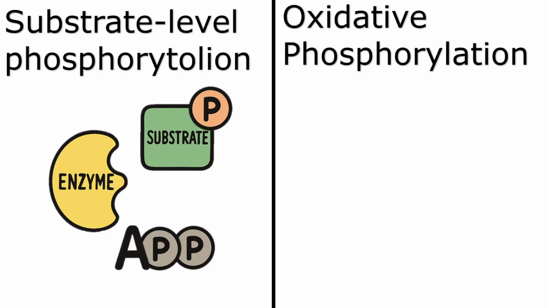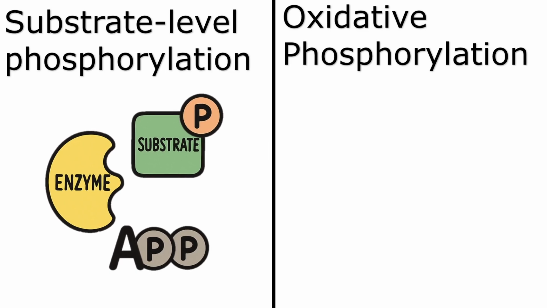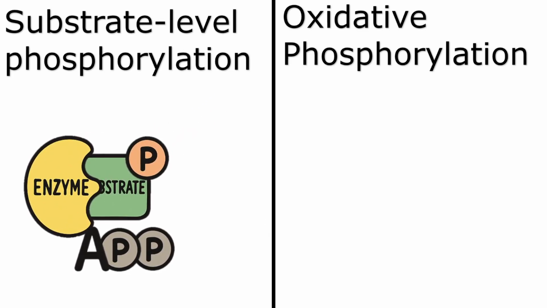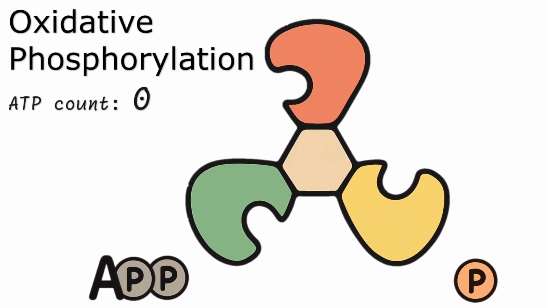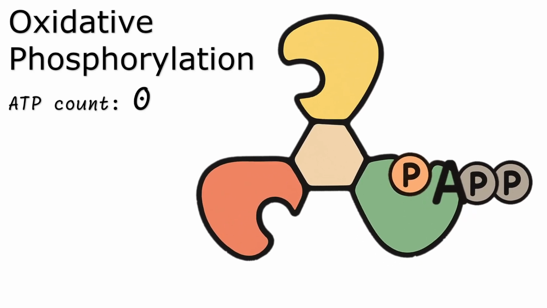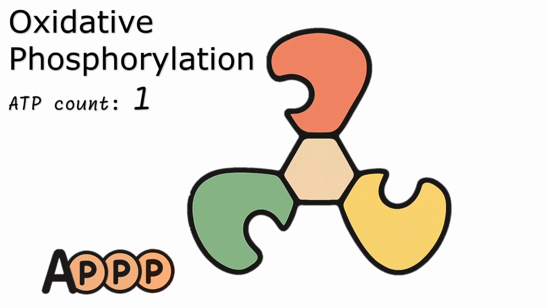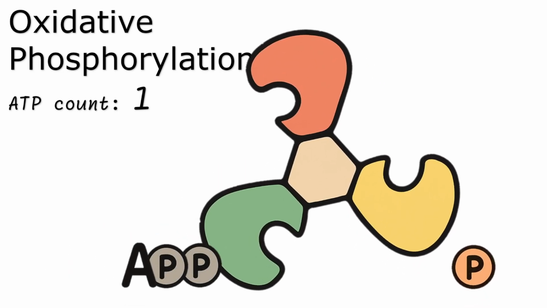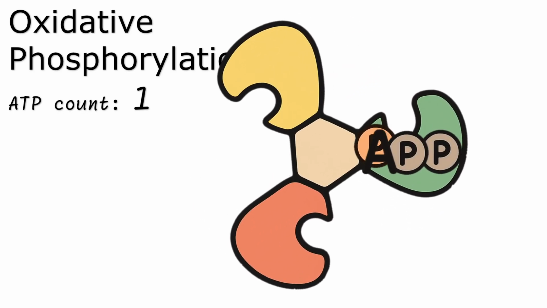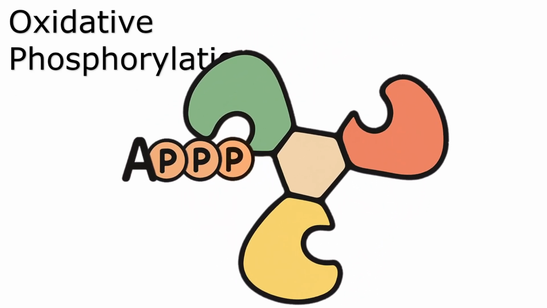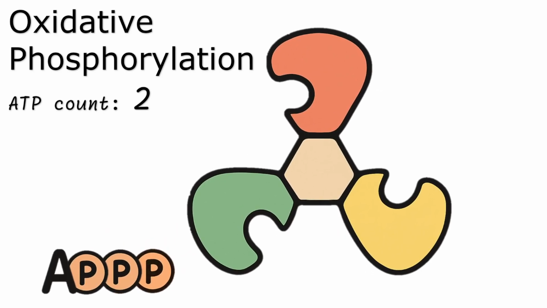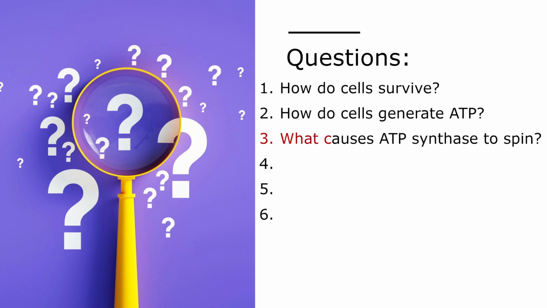2 ways: substrate-level phosphorylation and oxidative phosphorylation. In substrate-level phosphorylation, an enzyme transfers a phosphate from a high-energy substrate to ADP, but most ATP comes from oxidative phosphorylation via ATP synthase, a channel enzyme that literally cycles through 3 steps. Yes, it really spins. First, it grabs ADP and inorganic phosphate. Second, it forges them into ATP. Third, it releases the ATP so it can start the cycle again.